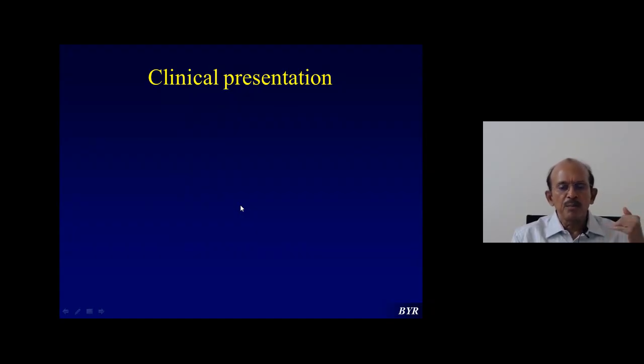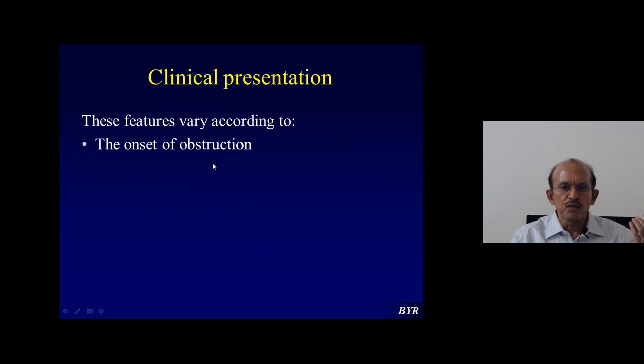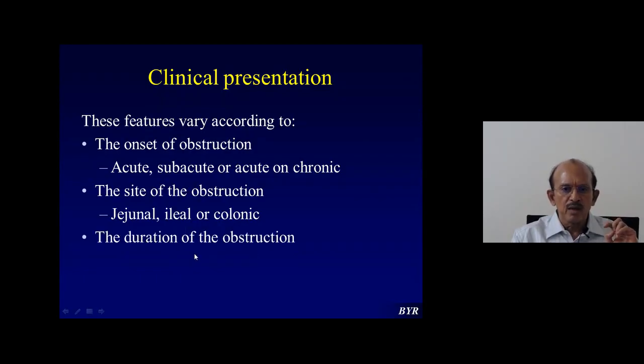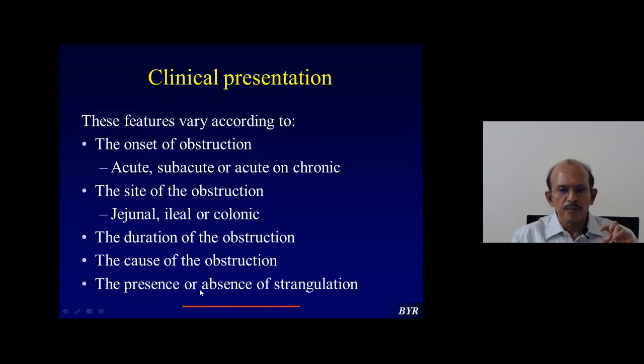Now, how the patient presents to us. So this depends upon the type of obstruction. The features vary according to the onset of obstruction, acute, subacute, or acute on chronic; the site of the obstruction, jejunal, ileal, or colonic; the duration of the obstruction; the cause of the obstruction; and the presence or absence of strangulation. So these factors will cause variation in the clinical manifestations.